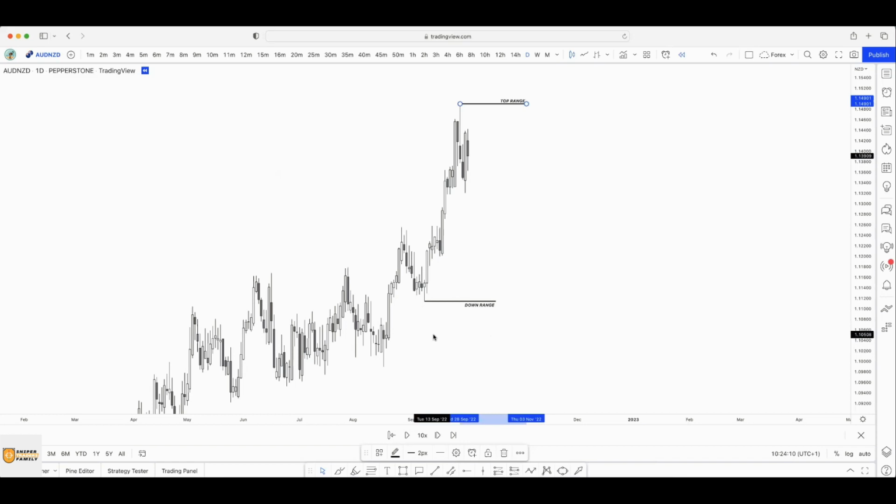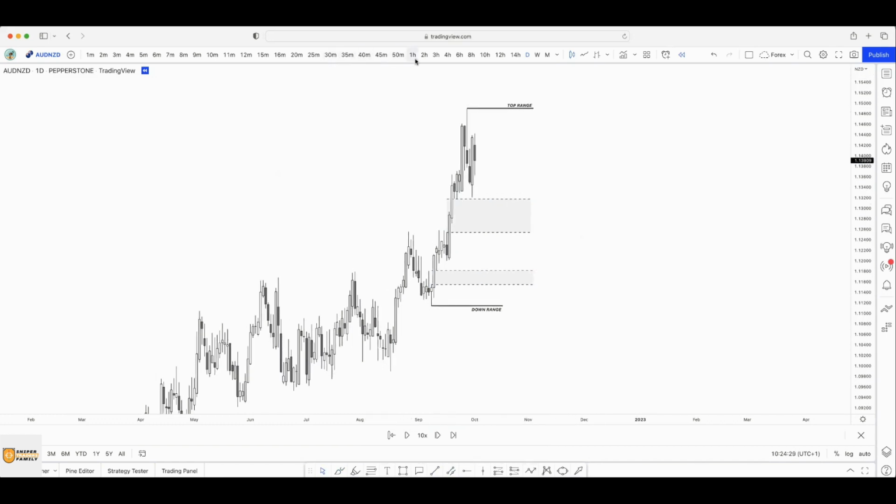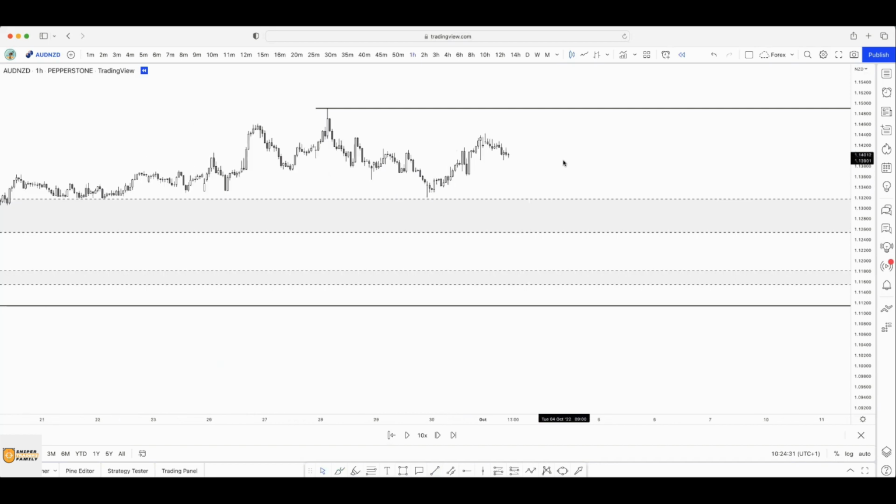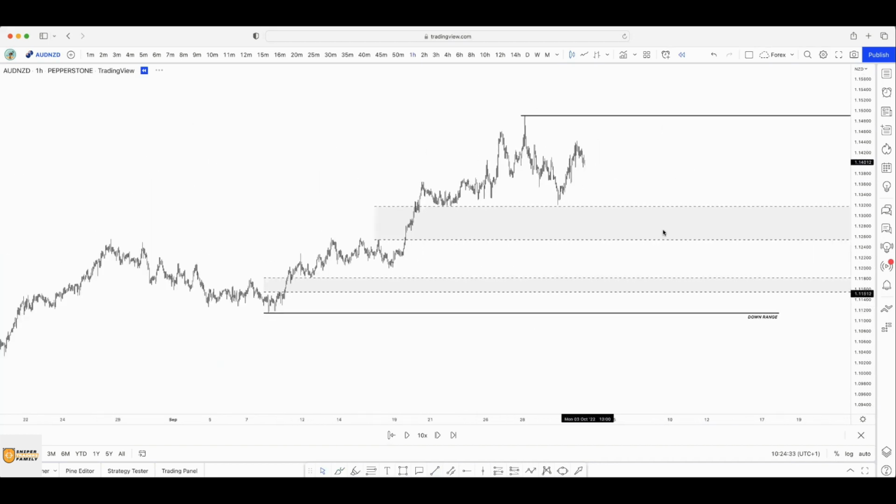Do I have imbalances to be filled? Definitely. There is one here. There's an imbalance to be filled here, right? Which is still within the range. And then there's another imbalance to be filled from here all the way to this area here, right? Those are imbalances to be filled. Now, scaling down to the 1 hour, which is where I had the markup, right? That was where the markup was.